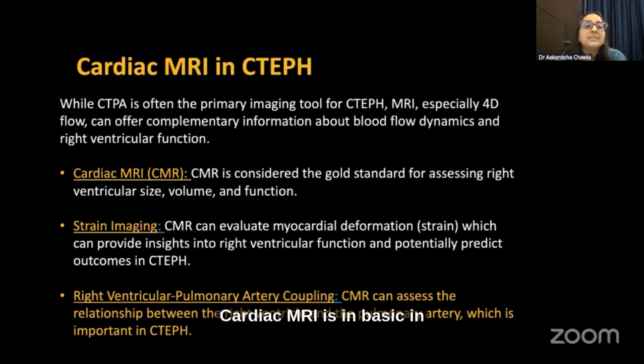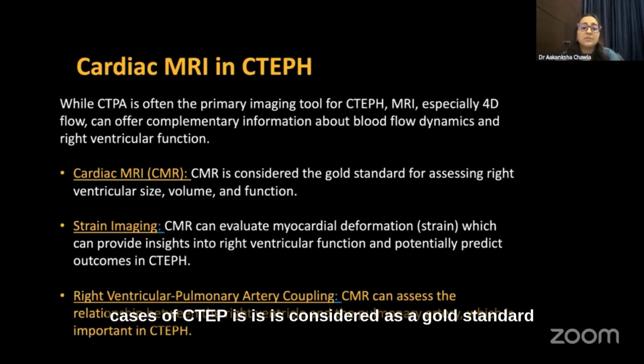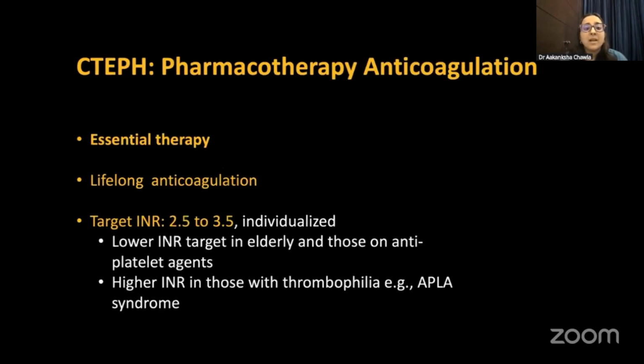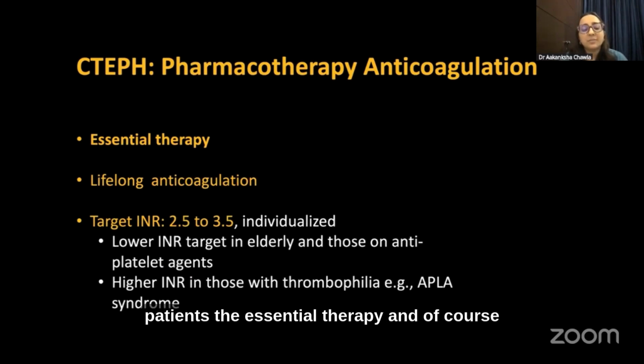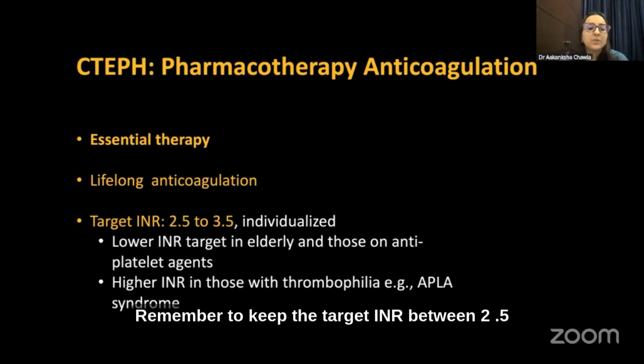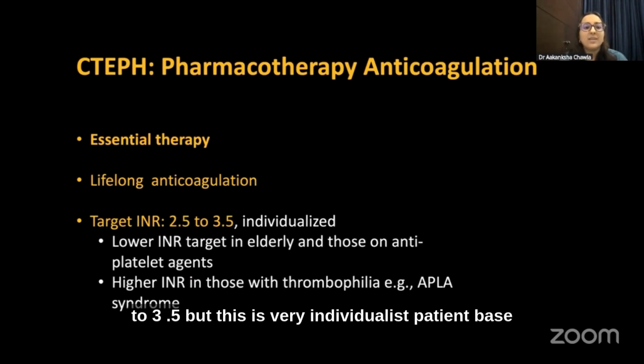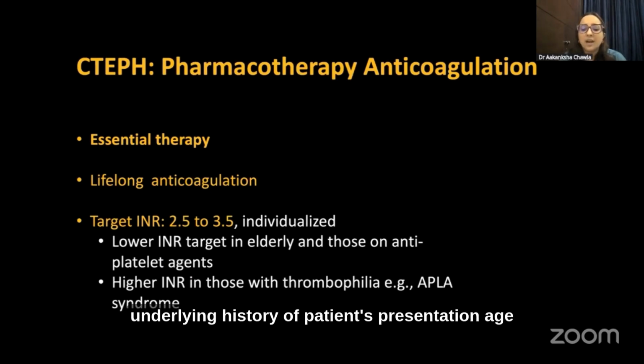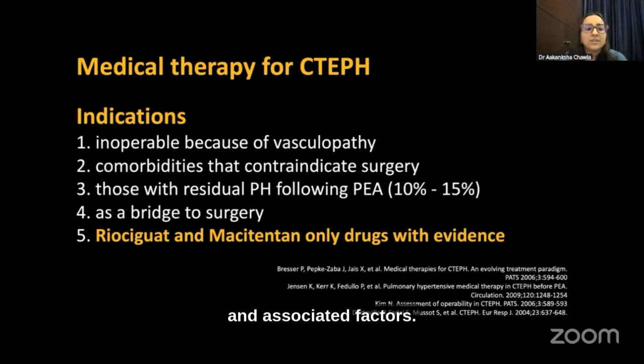Cardiac MRI in cases of CTEPH is considered as a gold standard for assessing right ventricular size, volume, and function. Pharmacotherapy for CTEPH patients, the essential therapy, and of course, requirement of lifelong anticoagulation. Remember to keep the target INR between 2.5 to 3.5, but this is very individual, it's patient based, and it has to be individualized depending upon the underlying history, patient's presentation, age, and associated factors.